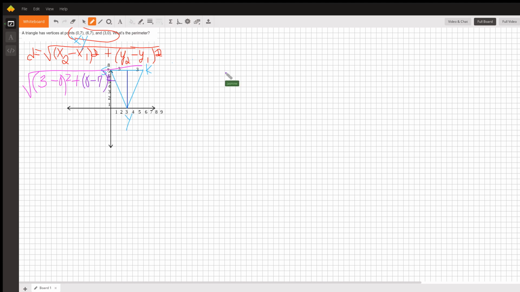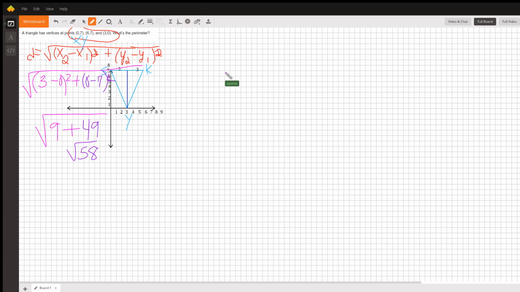It's just right on top of the numbers there. So let's go ahead and simplify this. 3 minus 0 is 3. We square that, and we get 9. And then we add in 0 minus 7, so negative 7 squared, which is 49. We combine that and we get square root of 58.